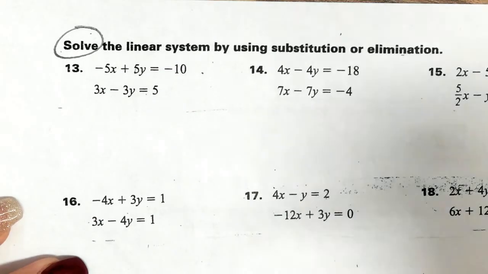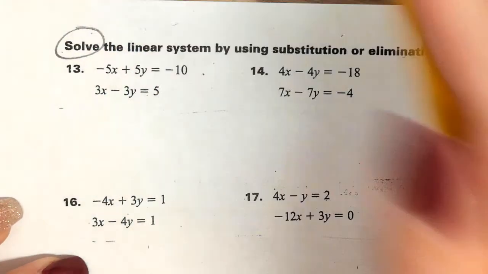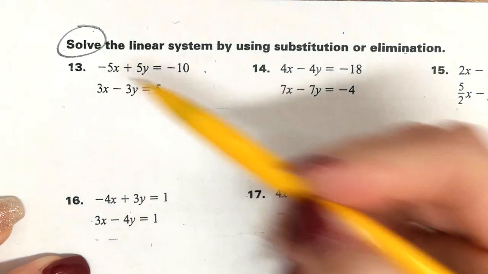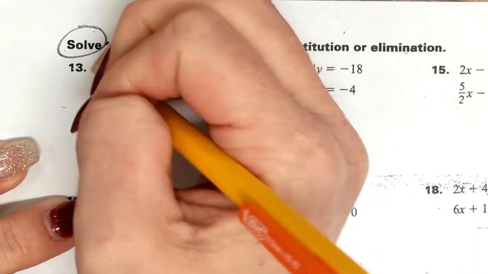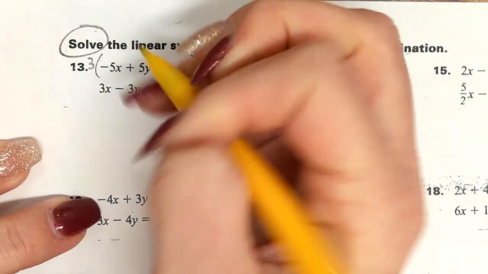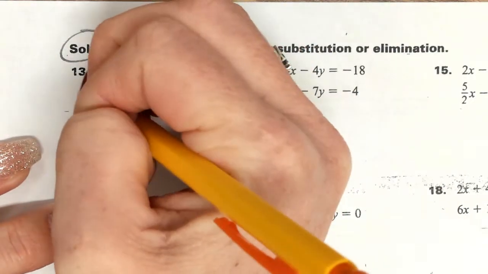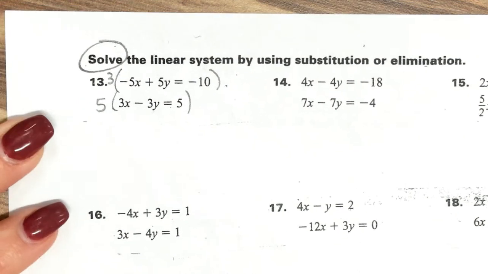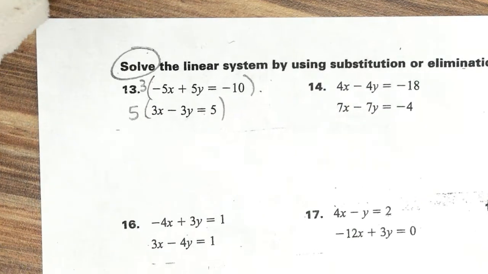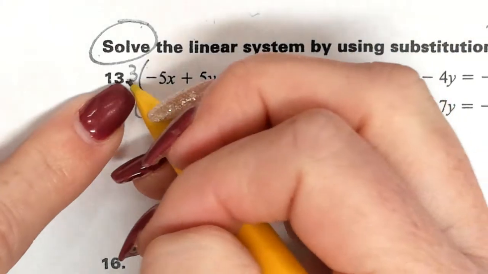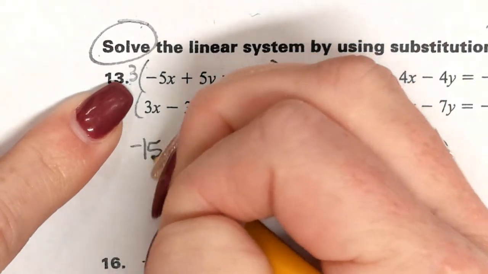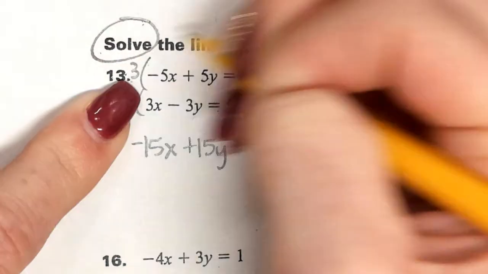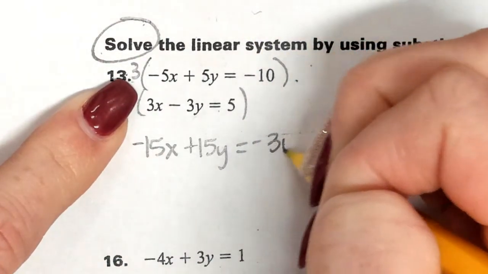Do y'all see anything that I could cancel out? No. Do I have to change both equations? I'm going to multiply the top equation by 3, and I'm going to multiply the bottom equation by 5. Okay, so 3 times negative 5 is negative 15x. 3 times 5 is positive 15y. And 3 times negative 10 is negative 30.